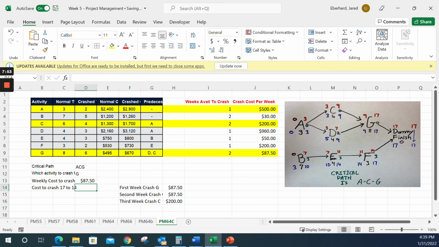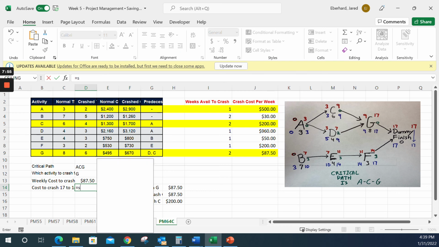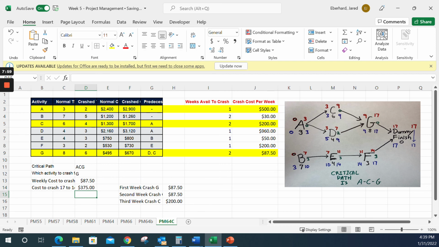So my total cost to crash those 3 weeks would just be summing up those items. 375. Now I would go back and I would plug these in and I would be good to go.